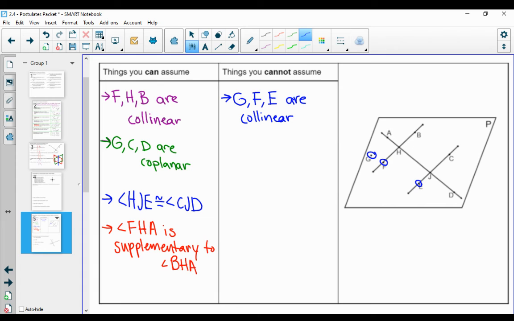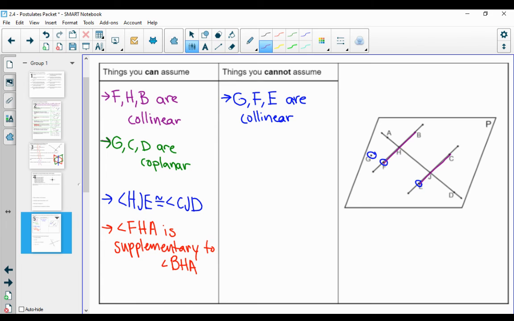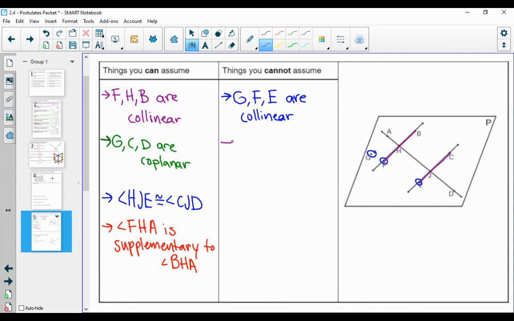Another thing we cannot assume is that any segments have the same length unless they are marked as the same length or unless it's told to us, like written out in words. So I know that segment FB and segment EC look like they might be similar lengths. We cannot assume they're congruent unless we are specifically told that they are congruent. So something that is not true would be that FB is congruent to EC.